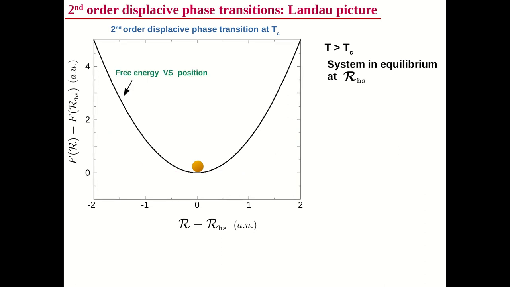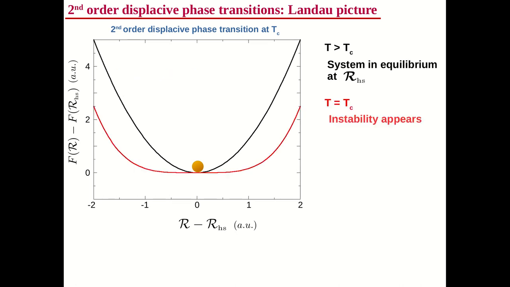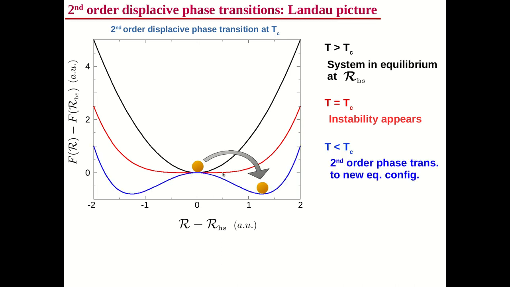At high temperature, we have the high symmetry configuration, which is a minimum of the positional free energy curve. Then when we decrease the temperature, this curvature has a value lower and lower, until at the critical temperature this becomes flat. And then when the temperature goes below the critical temperature, the high symmetry configuration goes from a minimum point to a saddle point, and there is at least one direction along which the system can displace the atoms in order to lower the free energy, and so we have an instability. This is what happens in a second order displacive phase transition at TC.